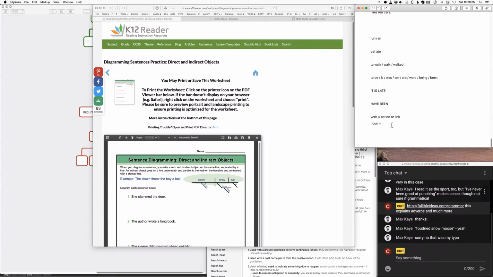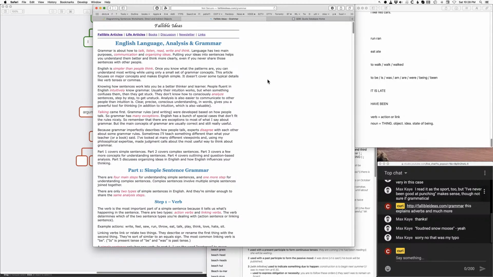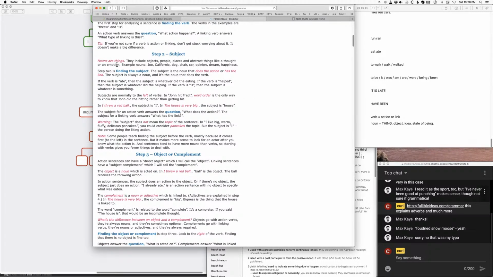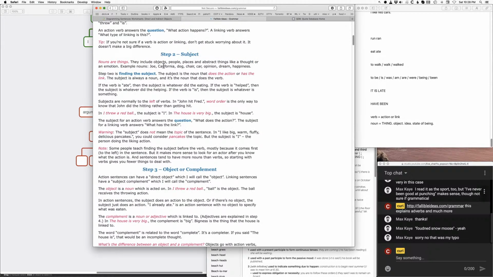Subjects and nouns are related, but a noun is a thing. A thing, like an object. Keyboard, phone, controller, and ideas, a state of being. So objectivism is kind of like an idea. Yep. Or bowling as a concept is a noun. Overwatch can be a noun. I thought about how to explain this in my article, so I'm checking what I wrote. Nouns include objects, people, places, and abstract things like a thought or an emotion. Examples: Joe, California, dog, chair, car, opinion, dream, happiness.